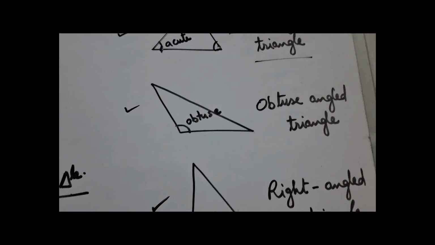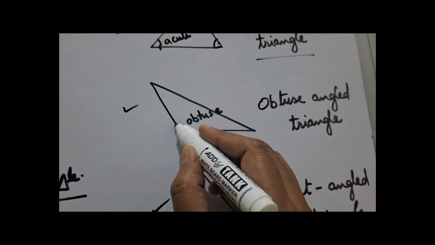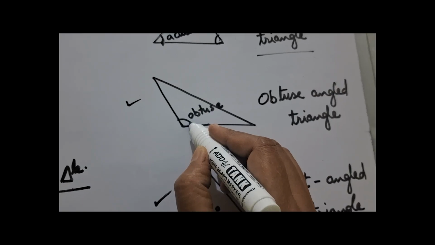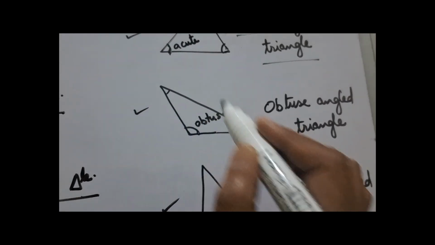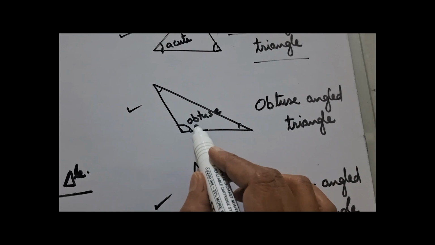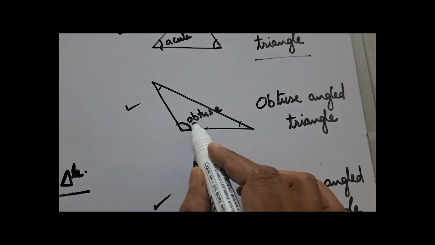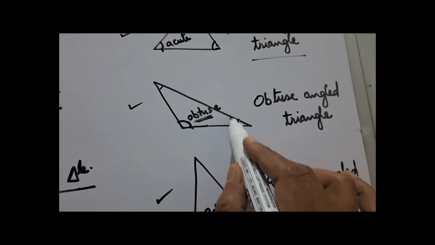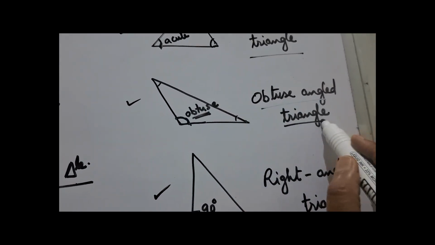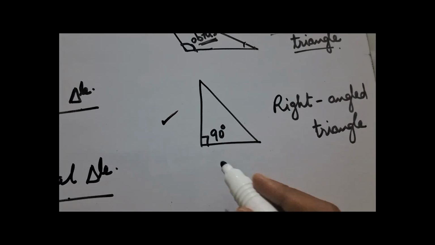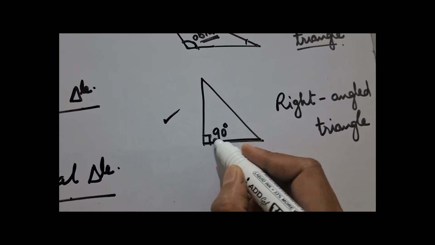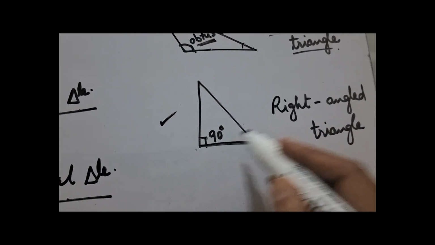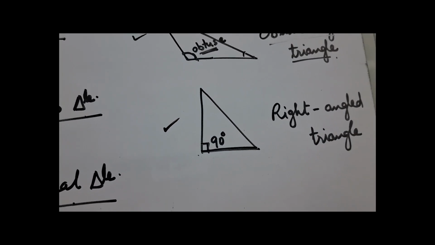Next, obtuse angled triangle. Suppose only one of the angles is an obtuse angle, the other two will be acute only, okay. So if one of the angles of a triangle is obtuse, that is more than 90 degrees, then that type of triangle is called an obtuse angled triangle. Now, if one of the angles is exactly 90 degrees, that is a right angle, then that type of triangle is called a right angled triangle.